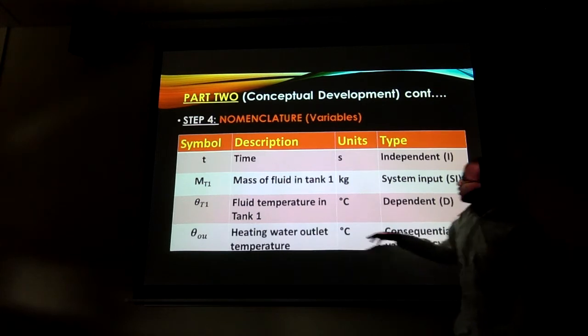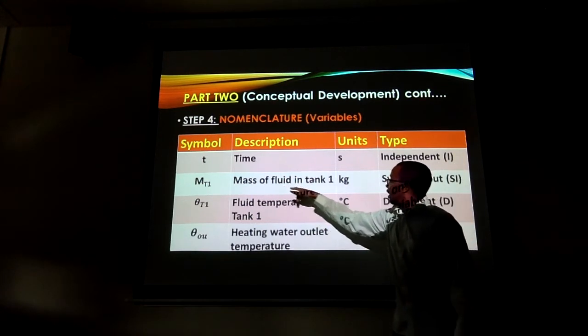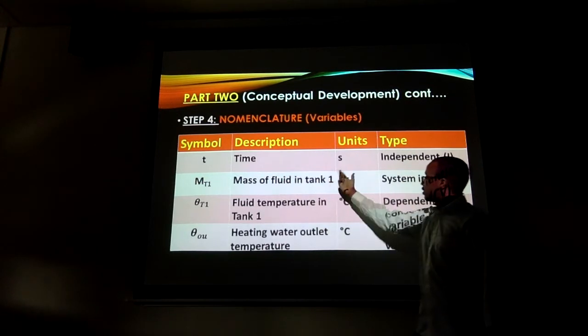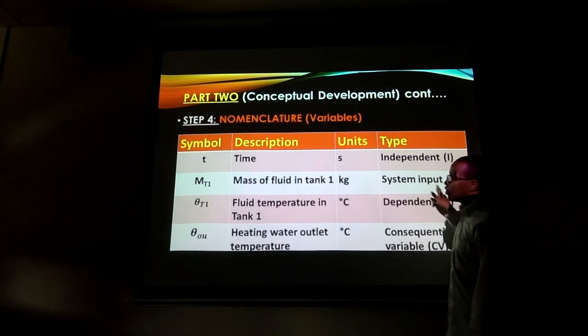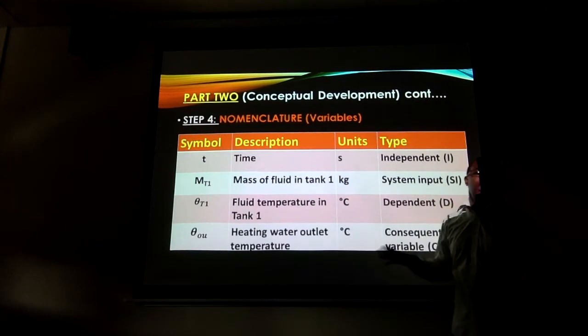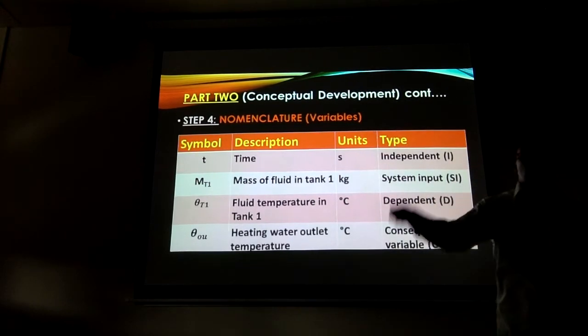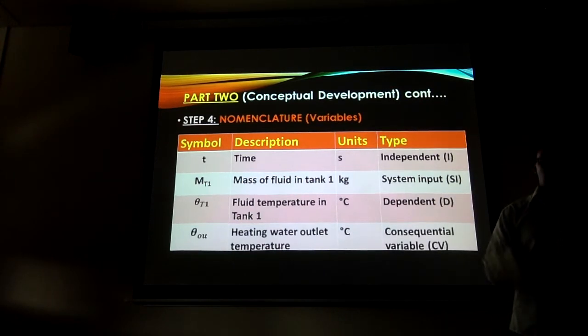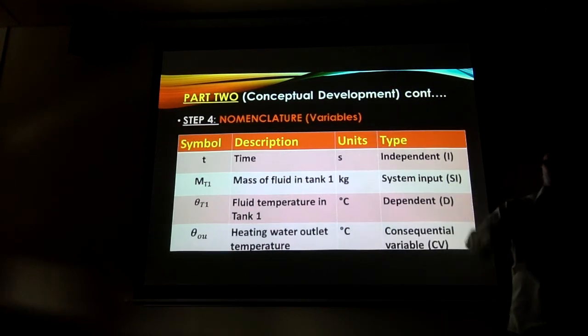Next, another variable type is, for example, the mass of the fluid in the tank. It's in kgs, and it's called a system input. A system input is something that you just have to go and measure. You can't predict how much fluid is in your tank without measuring how much it is.